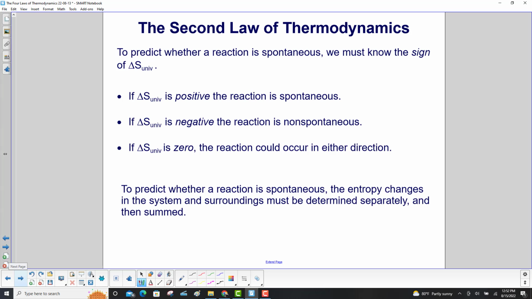To predict whether a reaction is spontaneous, we must know the sign, positive, negative, or 0, of delta S universe. If the change in entropy of the universe is positive, the reaction is spontaneous. If delta S universe is negative, it's non-spontaneous. If it's 0, the reaction could occur in either direction. To predict whether a reaction is spontaneous, the entropy changes in the system and the surroundings, right, because they have to add up to delta S universe, must be determined separately and then summed.